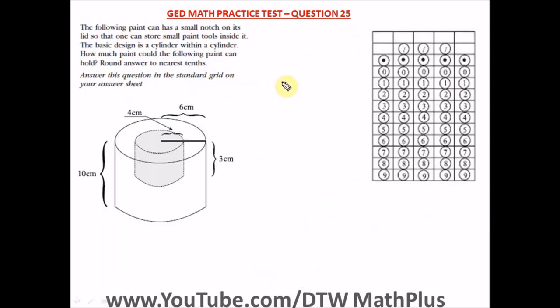Question 25 of the GED math practice test part 1, the part with calculator. It says the following paint can has a small notch on its lid, so that one can store small paint tools inside it. The basic design is a cylinder within a cylinder.